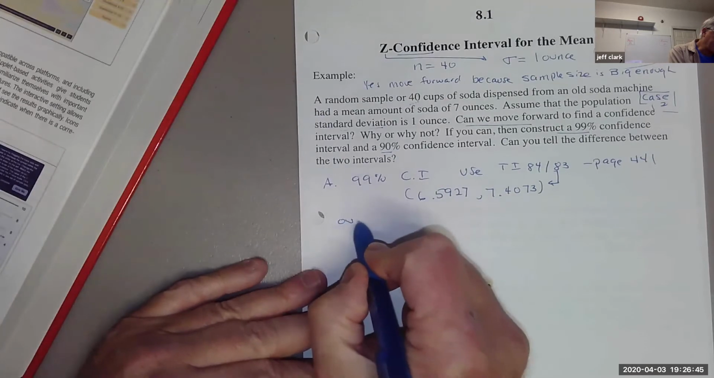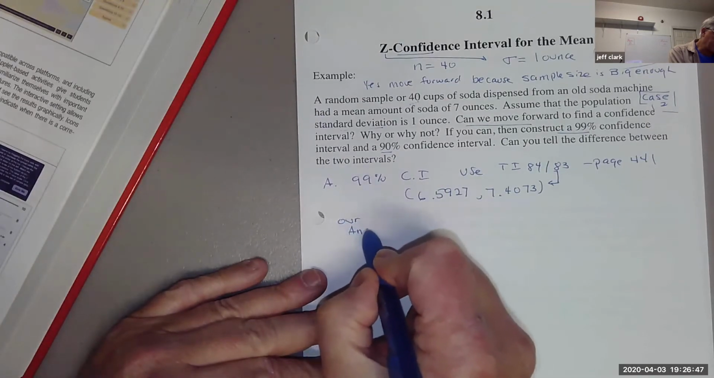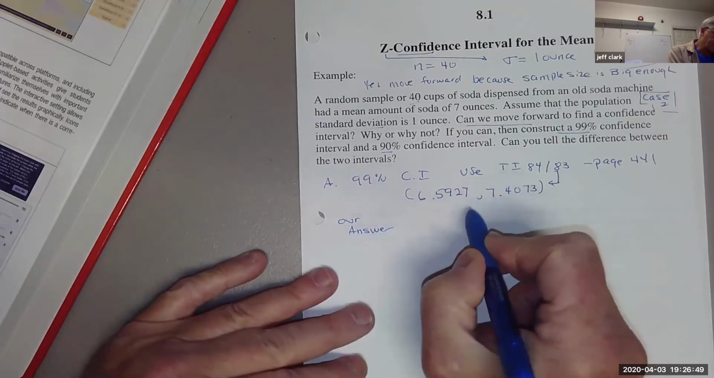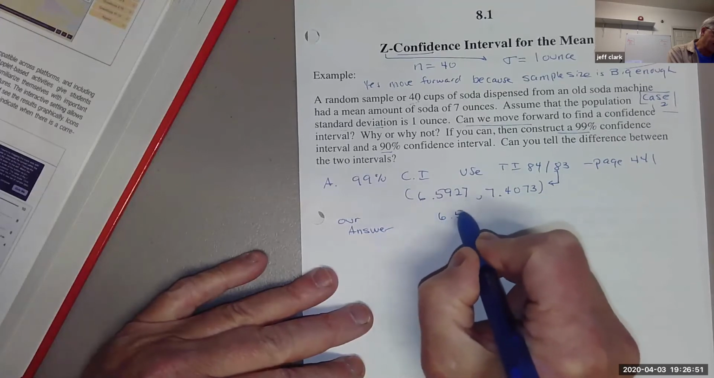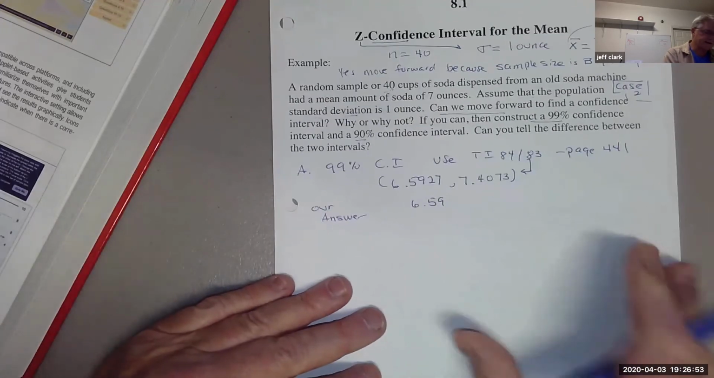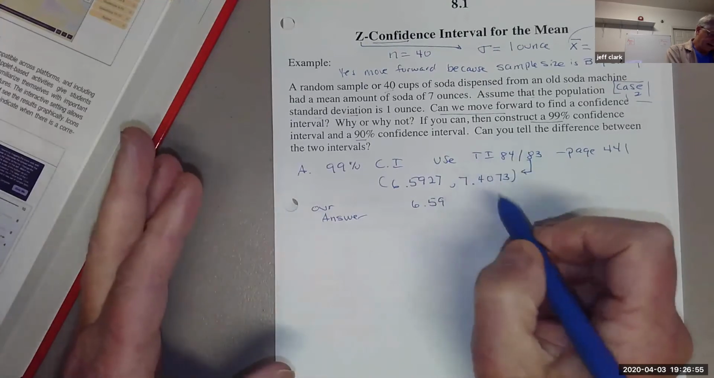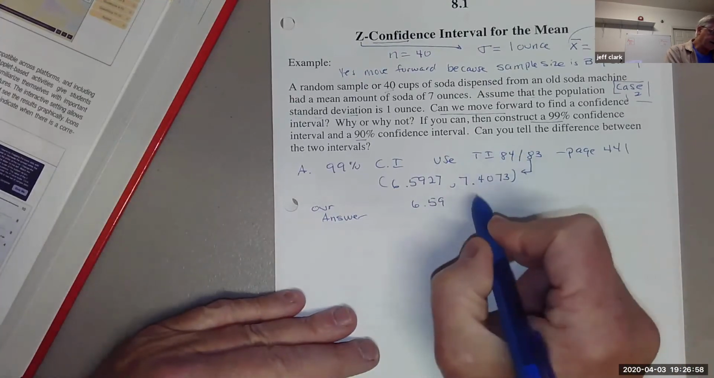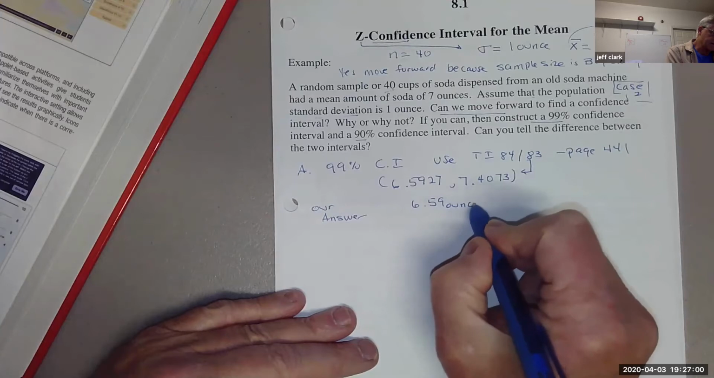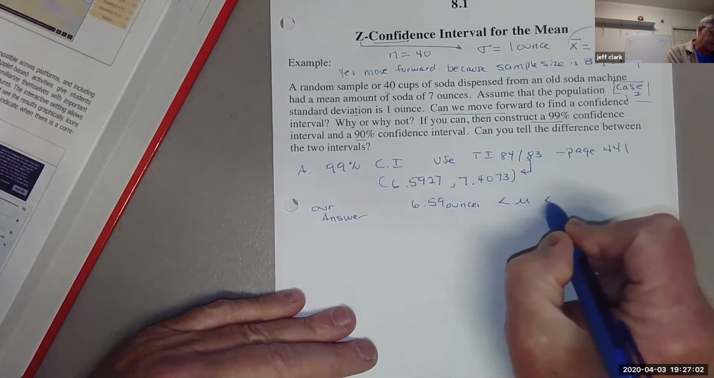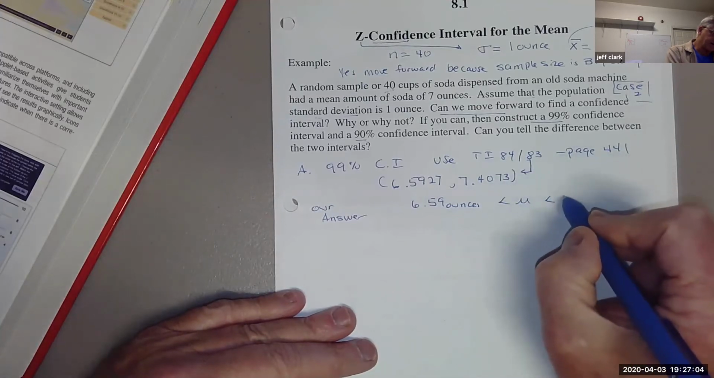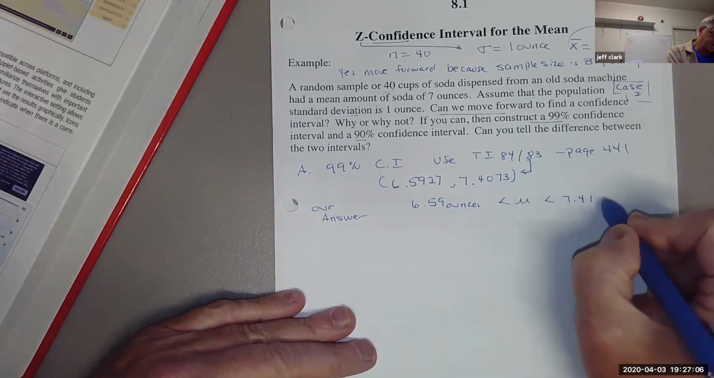Our answer, maybe, version might be 6.59. Remember, we used 2 decimal places at least prior to the spring break. Ounces, less than mu, less than, and it's always mu in the middle, 7.41.